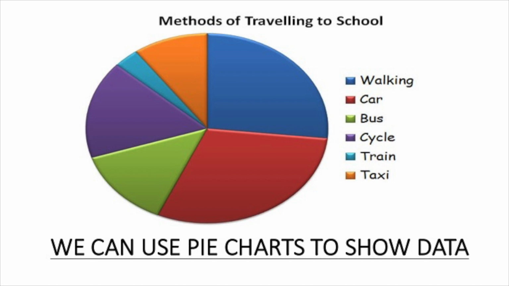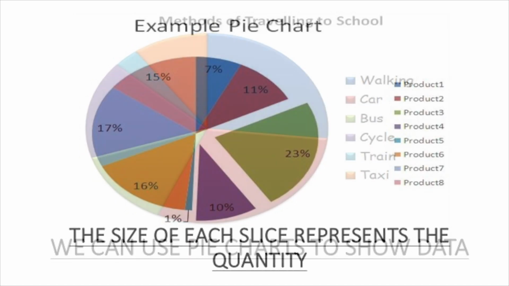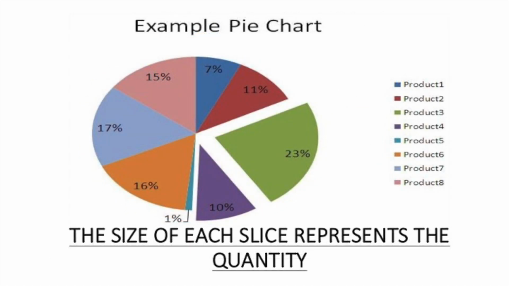Walking is blue. Car, red. Bus, green. And depending on the size of the slice of pie, that makes out how many people use each different method. So the bigger the slice, the more people. The size of each slice represents the quantity.